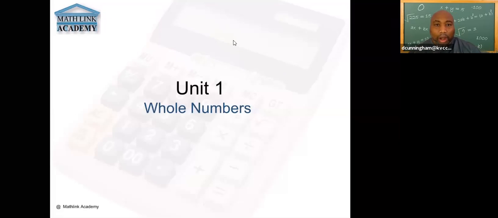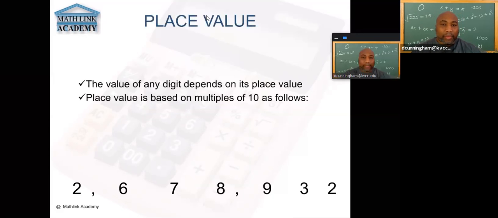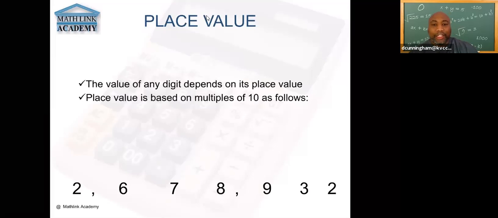Unit 1, whole numbers. The value of any digit depends on its place value. Place value is based on multiples of 10 as follows.